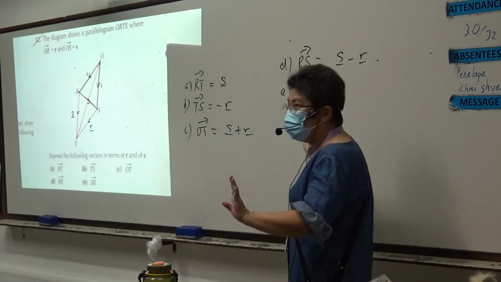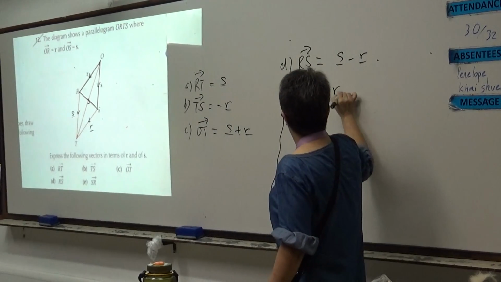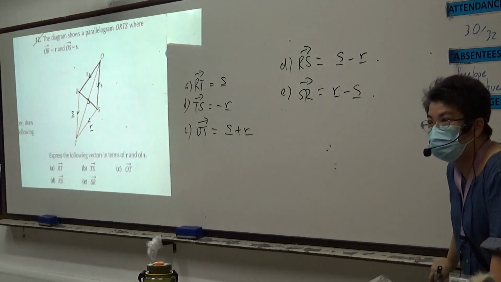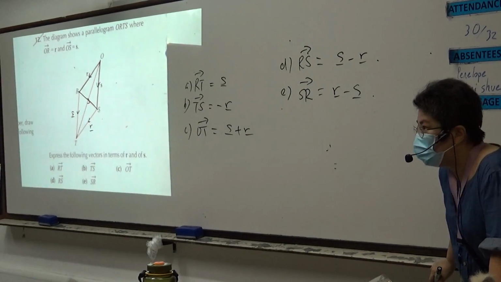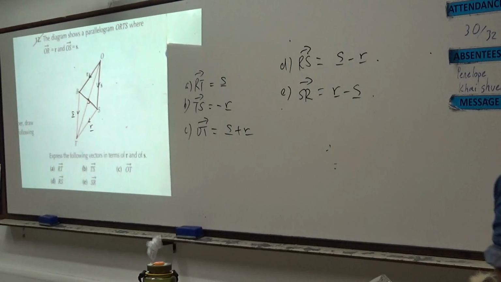Now, this one actually don't need to do. Look at this. RS, SR, the other way, right? So this should be R minus S, right? Alright, you're negative of it. Everybody clear? Everybody okay so far? Okay, good. So that will be your question number 12.